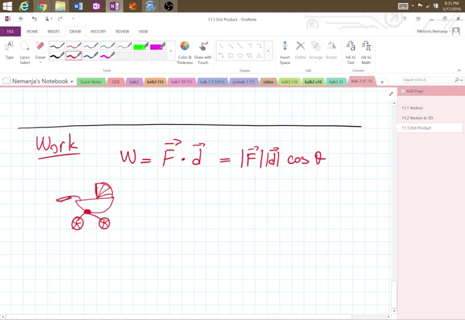A stroller is pushed 20 meters, so it's going to go 20 meters with a constant force of 10 newtons. Oh, sorry, that's bad. This is the horizontal, and then 15 degrees below horizontal, 10 newtons.